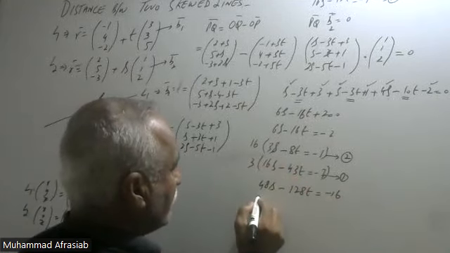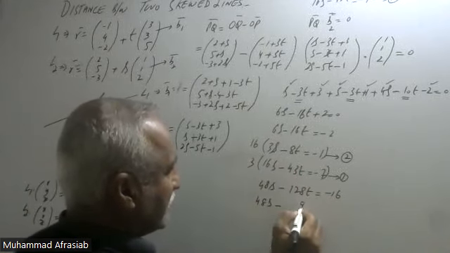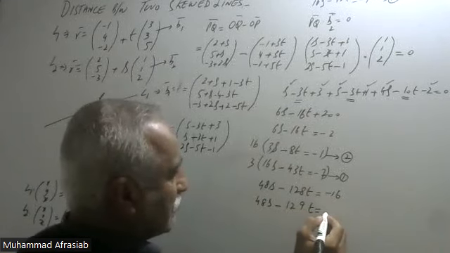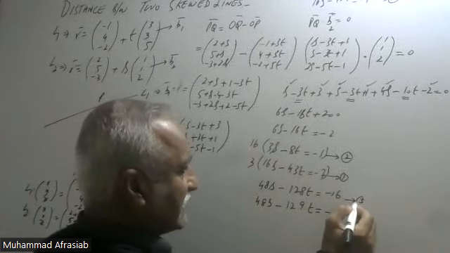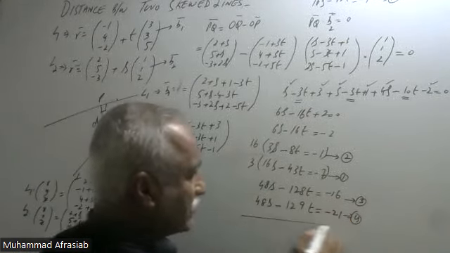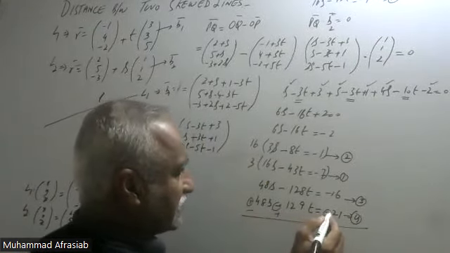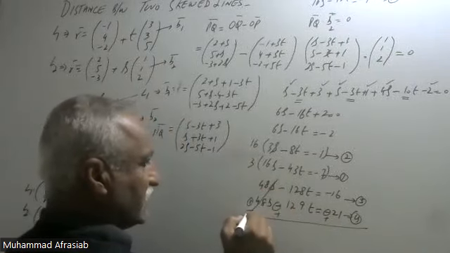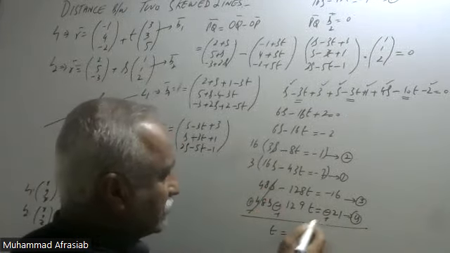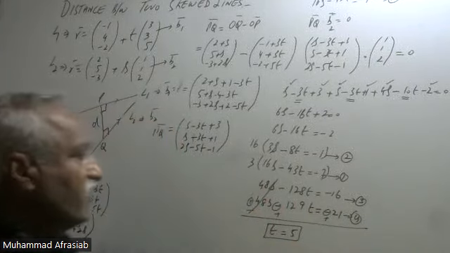And the second equation will become 48s minus 129t is equal to minus 21. So let's say that is 3 and let's say that is 4. If we subtract these two equations, this positive will become negative, this negative will become positive, and this and this are going to cancel out. So t should be equal to 21 minus 16, which is 5. So the t value is equal to 5.